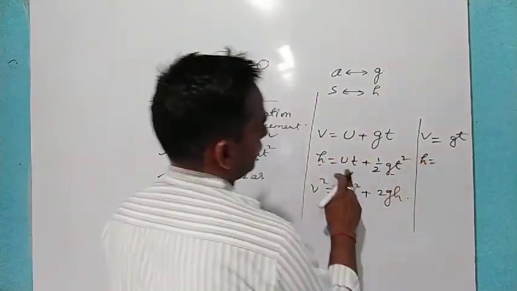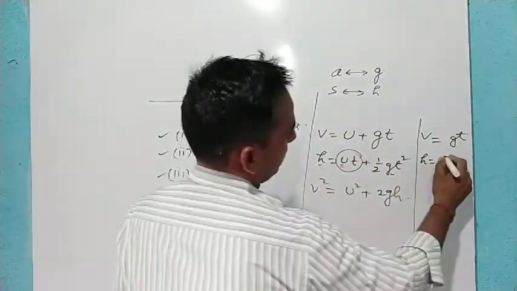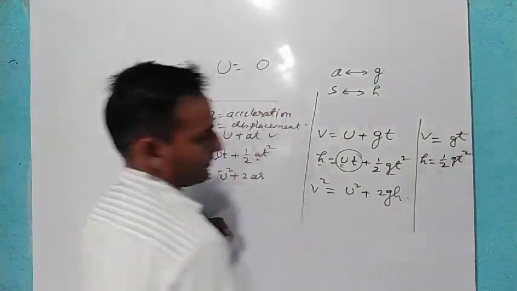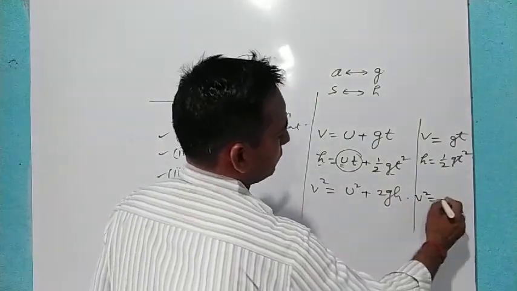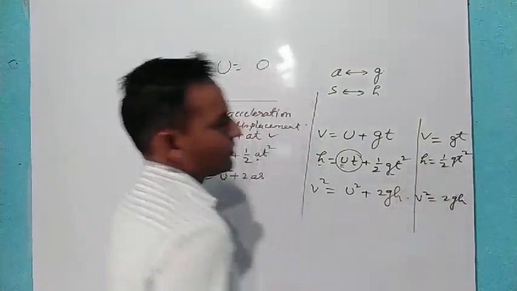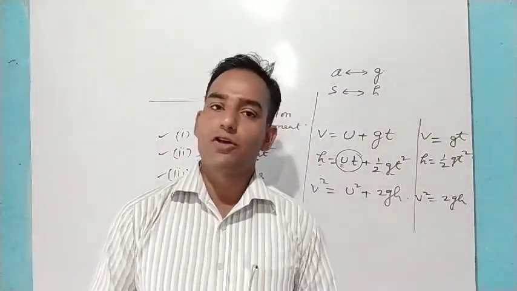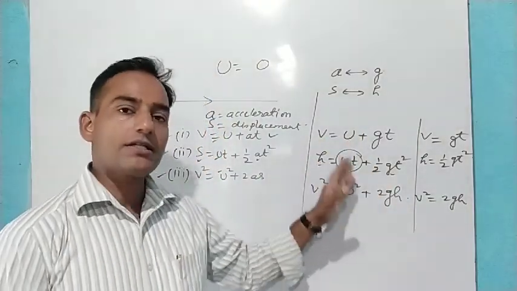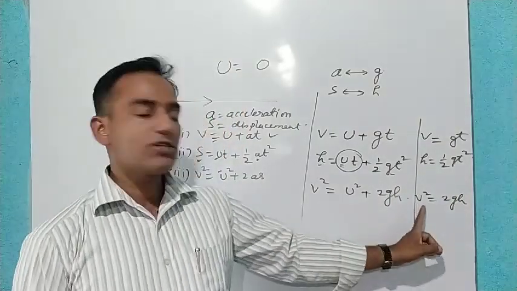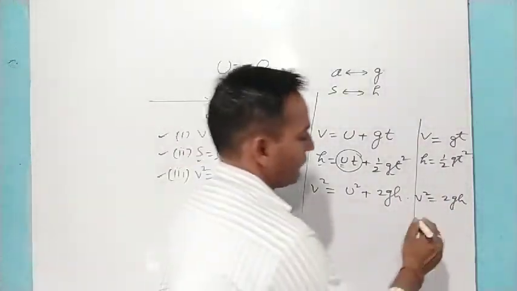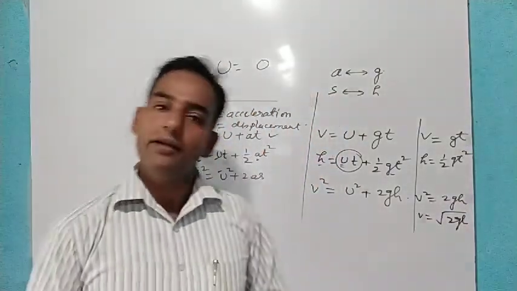h is equal to ut plus half gt square. This u is 0, so this whole term will be 0. So we will write h is equal to half gt square. And v square is equal to u square plus 2gh will be v square is equal to 2gh. So if any object is freely falling, that means the initial velocity is 0, the same three formulas become v is equal to gt, h is equal to half gt square, and v square is equal to 2gh, or you can write v is equal to under root 2gh. These three formulas we will use directly in numericals.